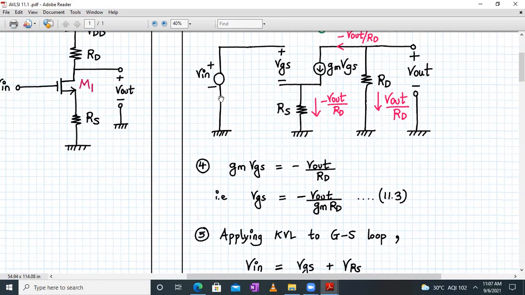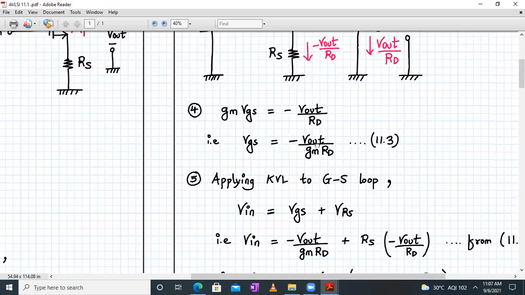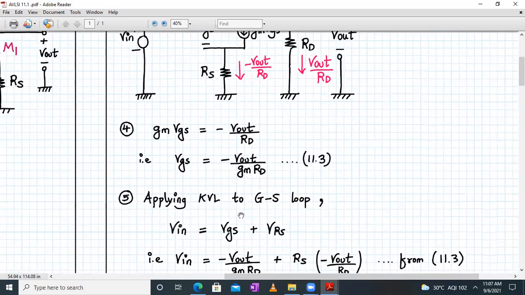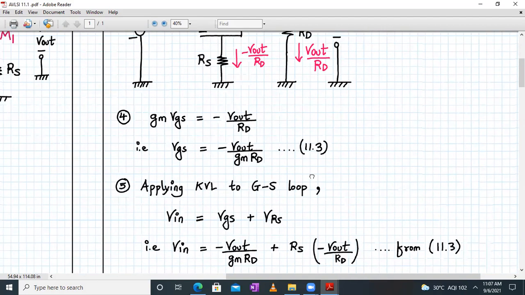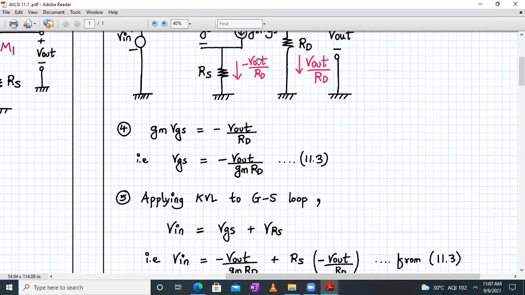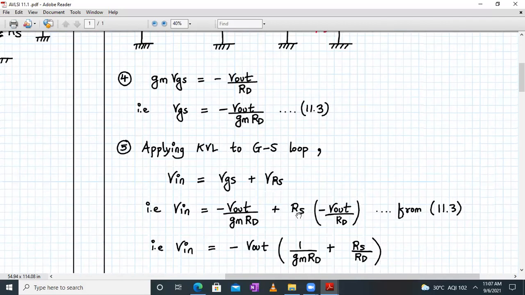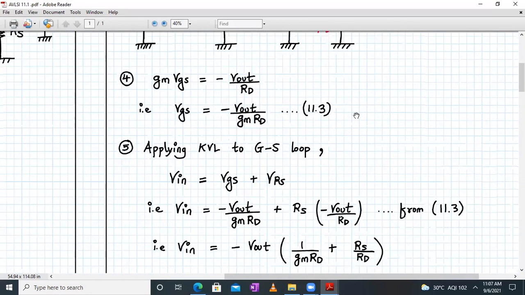We get Vin is equal to VGS plus VRS, the voltage across the resistor RS. Now, what is VGS over here? VGS we can write from equation number 11.3. So Vin is equal to minus Vout upon gm into RD. And what is the current flowing through the resistor RS? It's minus Vout upon RD. And what's the resistance? RS. So what will be VRS? Current into resistance, which will be RS into minus of Vout upon RD. So that's what we are getting.